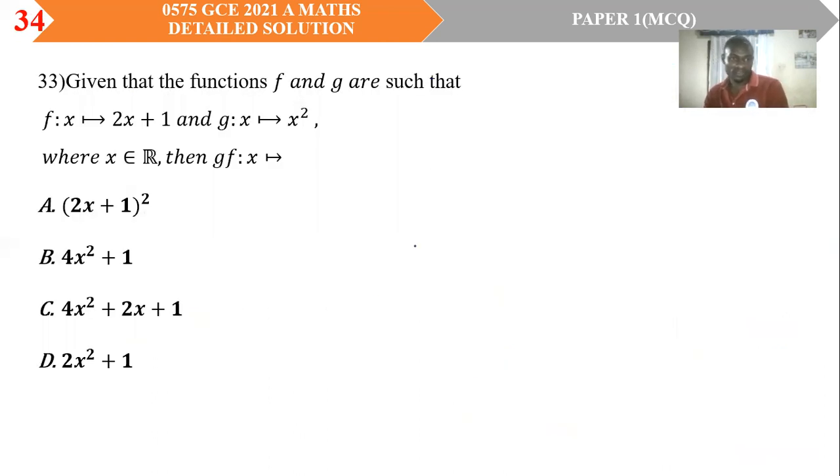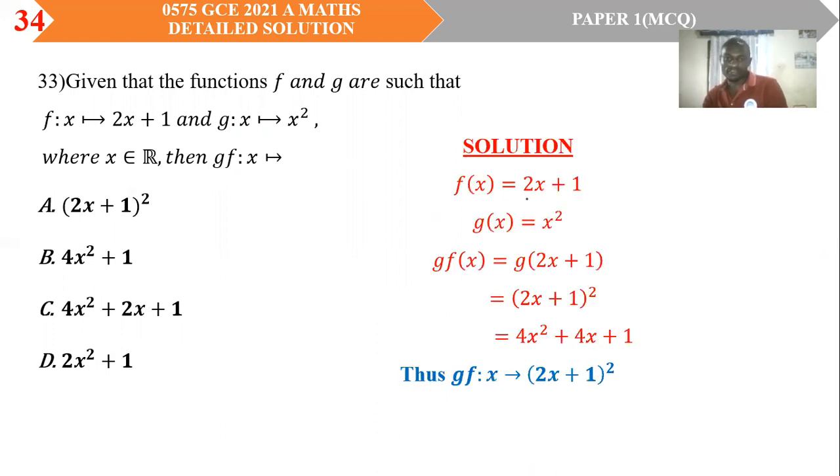Question 33. Given that the functions f and g are such that f maps x to 2x plus 1 and g maps x to x squared, where x belongs to the set of real numbers, then gf will be such that x maps to... solution. f of x is equal to 2x plus 1. g of x is equal to x squared.